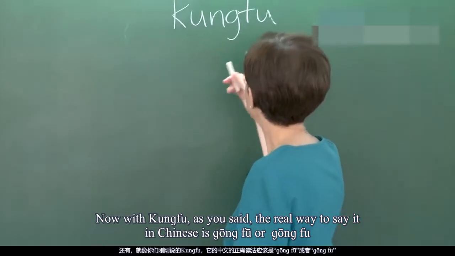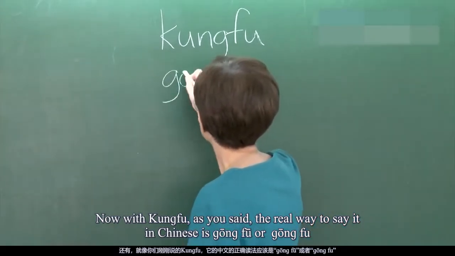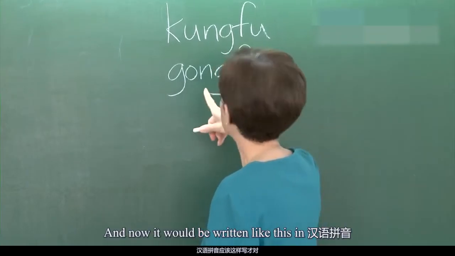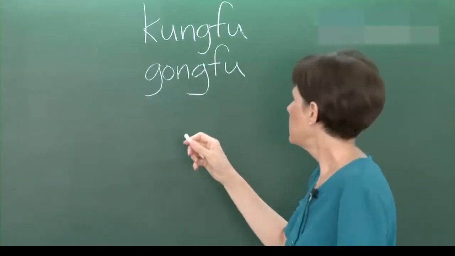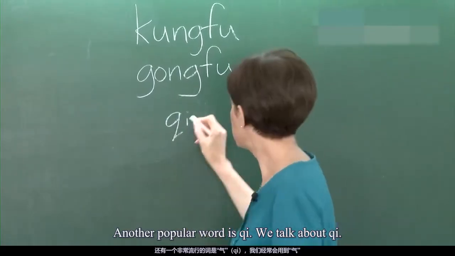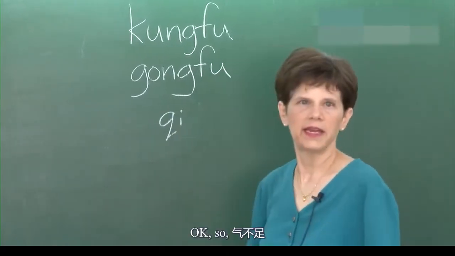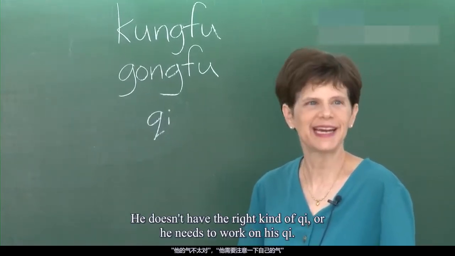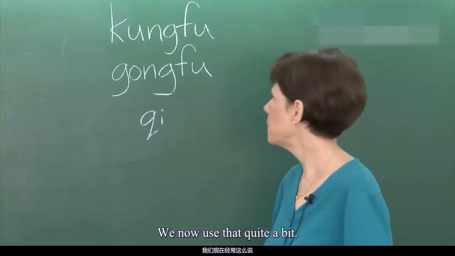Now with Kung Fu, as you said, the real way to say it in Chinese is Gong Fu. And now it would be written like this in Hanyu Pinyin. Another popular word is qi. We talk about qi. Okay, so qi bu zu, he doesn't have the right kind of qi, or he needs to work on his qi. We now use that quite a bit.